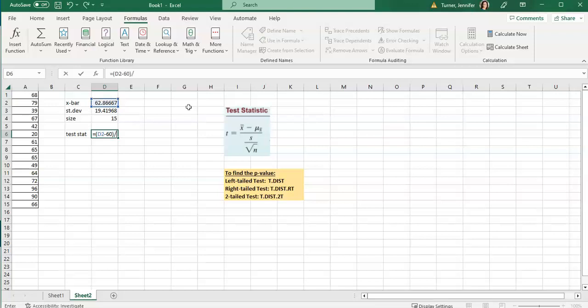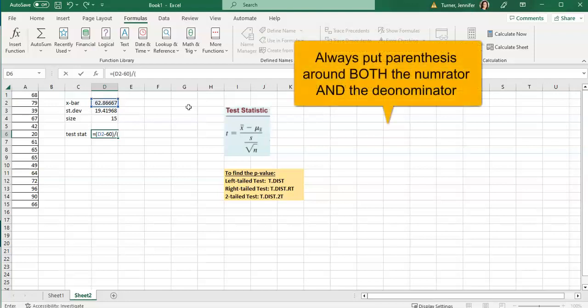Now we're going to divide that by the standard deviation over the square root of n. Now it's important that you also put parentheses around this denominator, otherwise the order of operations will be wrong and you will get the wrong result. So make sure you put parentheses around both the numerator and the denominator when you build this formula.